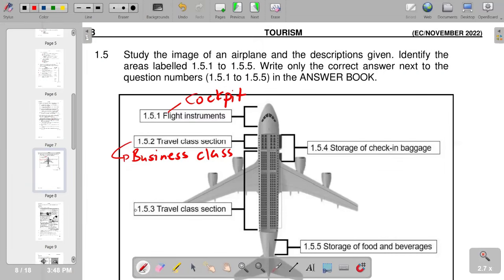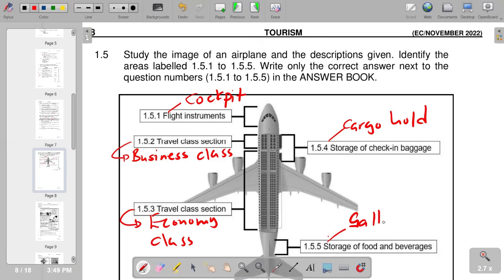So 1.5.3, we have the travel class section, which is the economy class. And 1.5.4, storage of check-in baggage, which is the cargo hold. Then 1.5.5, storage of food and beverages, which is the galley. So basically, this is what we have on this section.